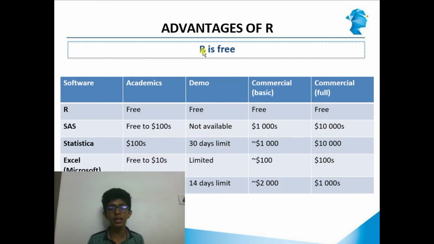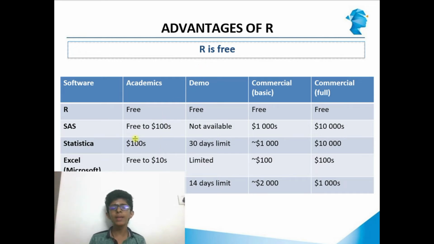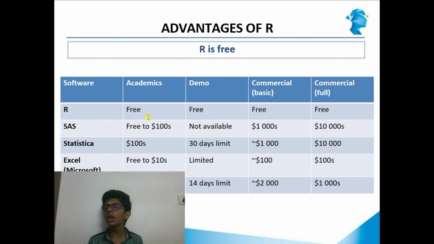Okay, and here R is free. That's the basic and best advantage. As you come to SAS, one of the best growing softwares, anyway, R is first at everything, and it is free. For academics, it is free. Demo, it is free. Commercial, it is free, and full commercial, it's also free. You can take R as the basic and best also.